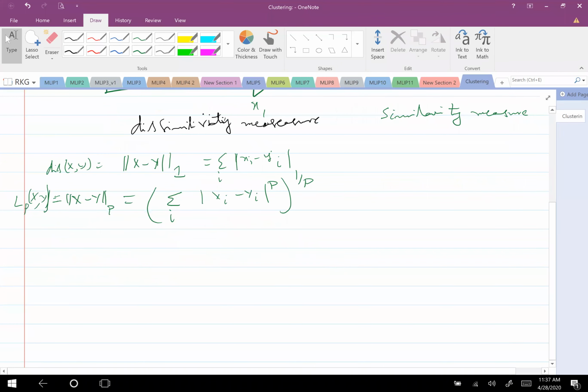Is there any other way that you can find the dissimilarity measure? Do you people know no other dissimilarity measure? I just want one more dissimilarity measure. So what I'm writing here?